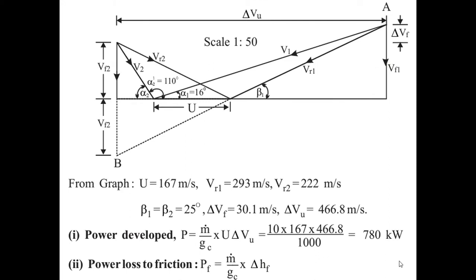So power developed, I will not speak. Already you know the formula m into U into delta VU. Delta VU, in such a simple velocity triangle, we are adding VU1 and VU2. VU1 is the horizontal distance from the alpha 1 point to VF1. VU2 is the horizontal distance from alpha 2 to VF2. Understood?